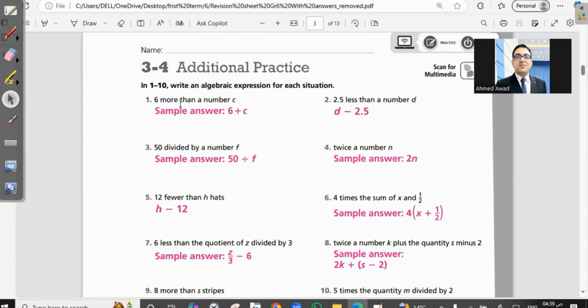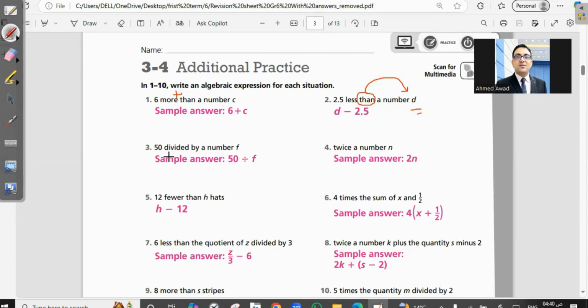He said 6 more than a number C. More than is going to be directly plus. Okay? So it's going to be addition, 6 plus C. Now, 2.5 less than a number D. If you said less than, guys, you should be careful. If you said less than, you should start from the end. So it's going to be, yes, D minus 2.5.